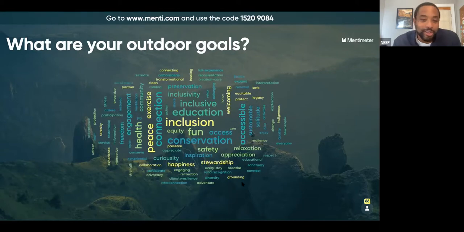All right, so it looks like our top ones, if you're not familiar with how a word cloud works, essentially the words that are the biggest are the words that were mentioned the most. So as you can tell, inclusion was definitely one that a lot of people mentioned. Connection, peace, education, inclusive, love these, welcoming, accessible. All very, very great words, really setting the tone for the content that we're about to hear.